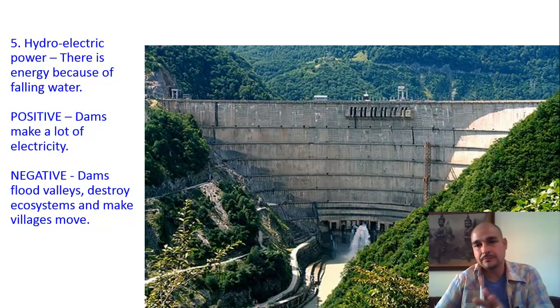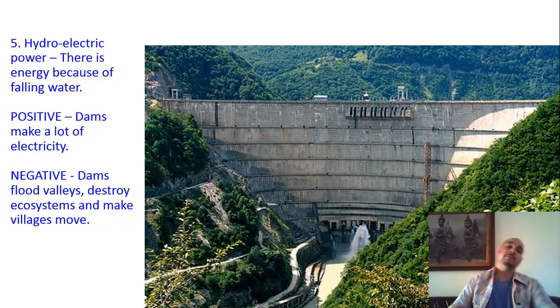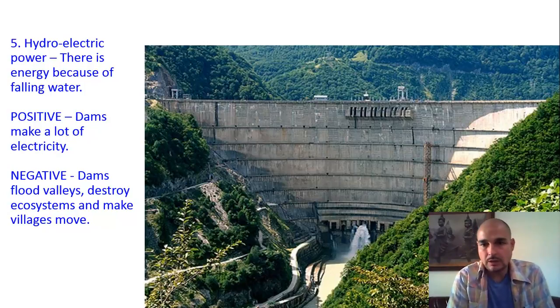So the positive and negative: there's been a lot of argument for many, many years about this. They can make a lot of electricity, so they're a very good type of power plant to build, just because they have the ability to produce a lot of energy. But the downside, the negative to this, is that they destroy a lot of ecosystems, because when you create a dam, you have to flood a valley.